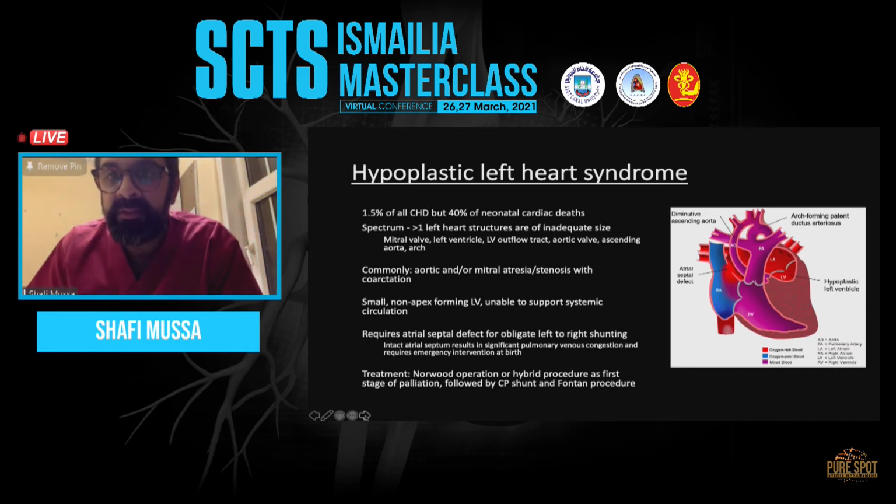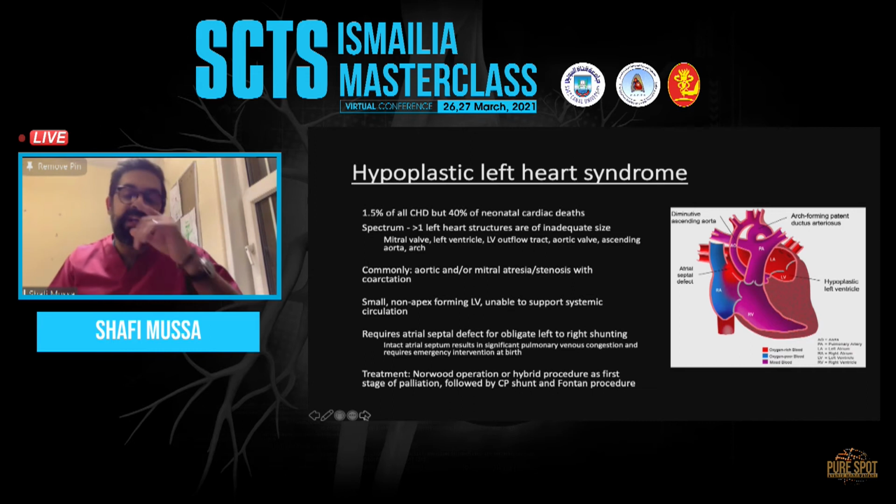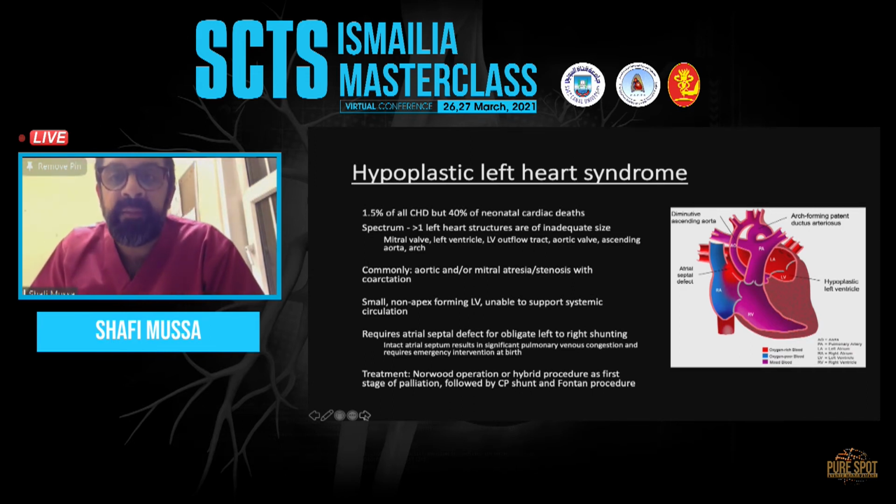It requires an obligatory atrial septal defect to ensure that there is left to right shunting at atrial level, to ensure there is blood that can get to the right ventricle and therefore to the systemic circulation via the ductus arteriosus.